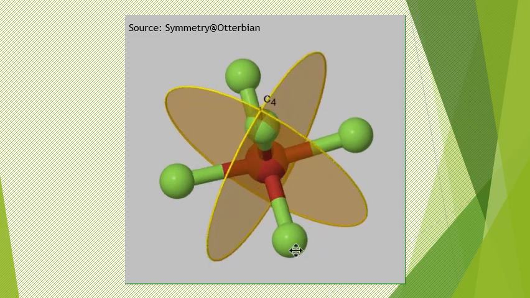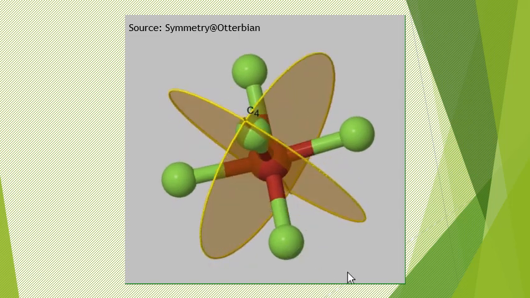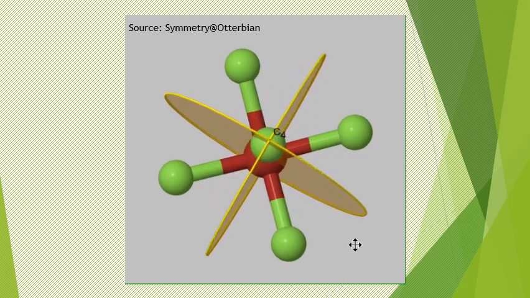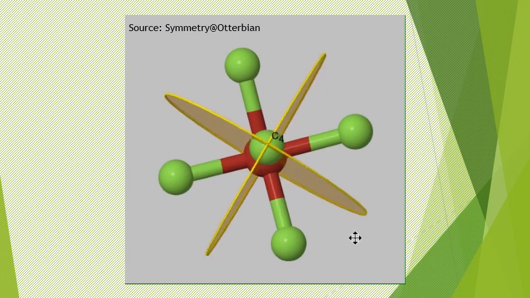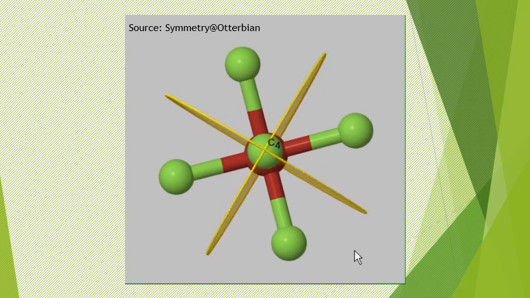But if we stick to the definition that a dihedral plane is that plane which passes in between perpendicular C2 axes, in that case we can call all these planes vertical planes itself. So essentially 4 vertical planes are present, that is the thing.